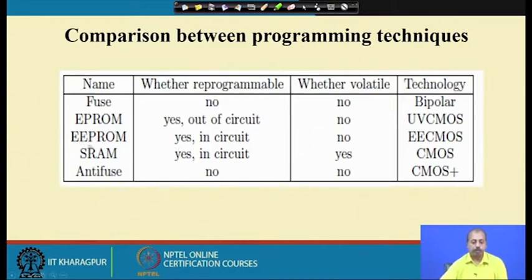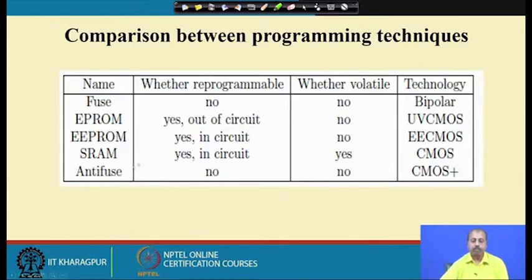Then we have EEPROM technology, which is programmable and in-circuit programmable, because you can just apply a suitable voltage and the PROM content will be modified. It is also not volatile, and the technology is electrically erasable CMOS technology. Then SRAM is also reprogrammable, in circuit. It is volatile, so if you switch off, the content will be lost and the FPGA chip has to be programmed again. The technology it uses is CMOS.